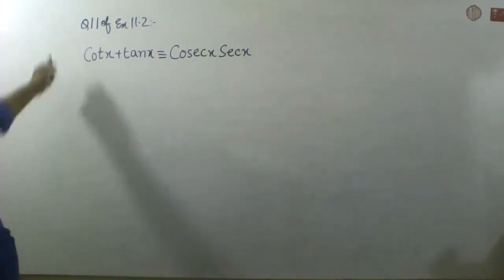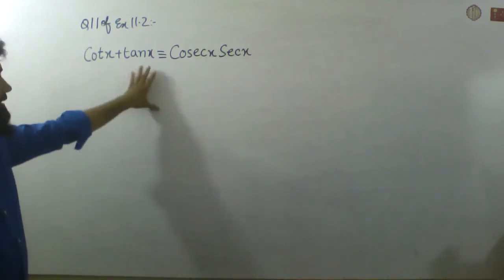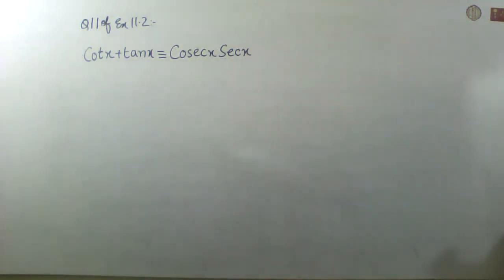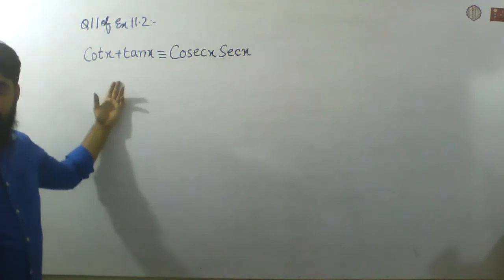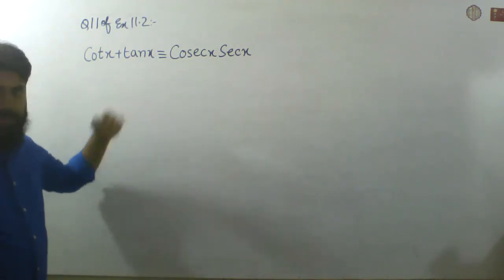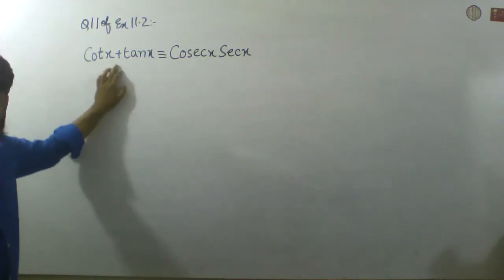Question number 11 of exercise 11.2. Cot x plus tan x equals cosec x sec x. This I have to show. Either you can start working from here, or I can start working from this side. The things will be the same. I'm going to start working from this side.